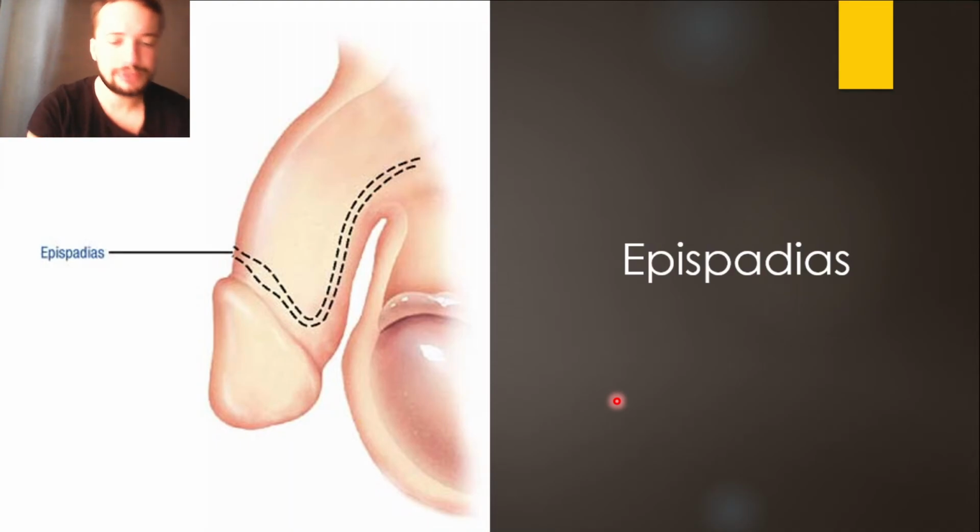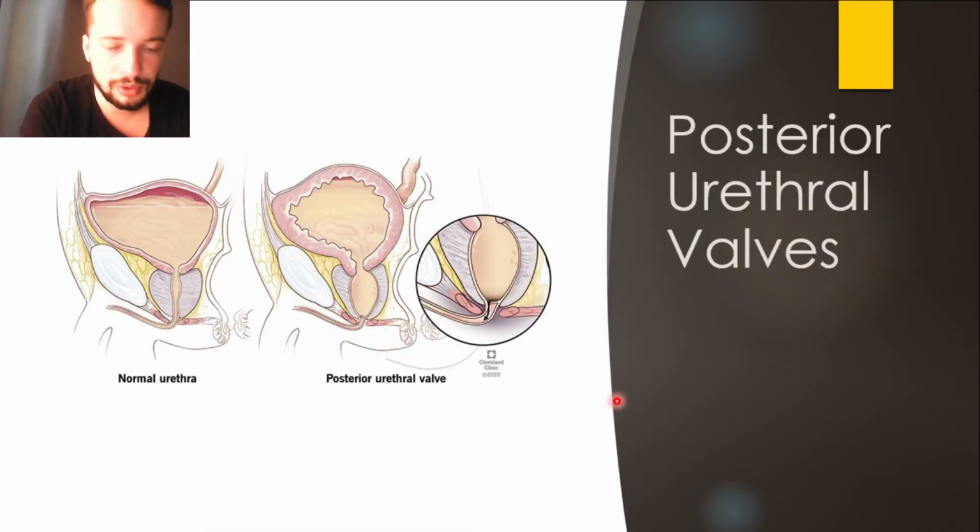Epispadias is defined as presence of the urethral meatus along the dorsal surface of the penis. Treatment is surgery. Posterior urethral valves.